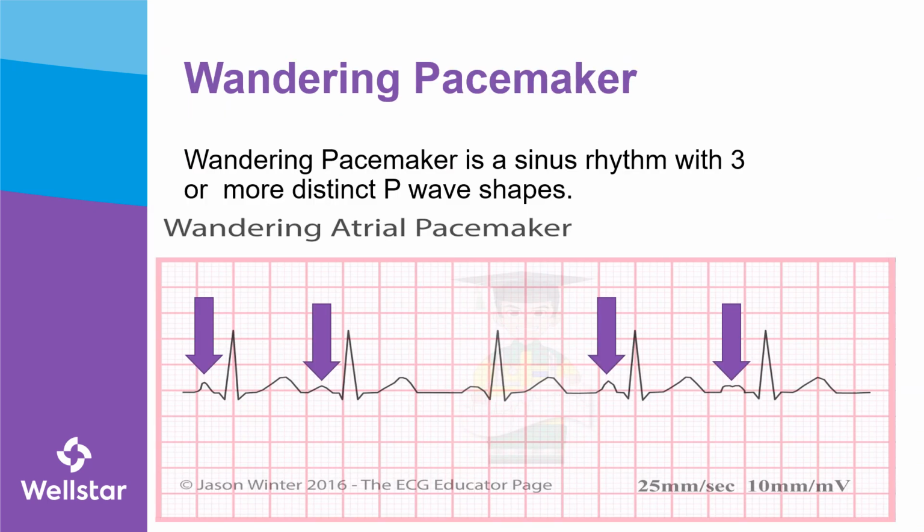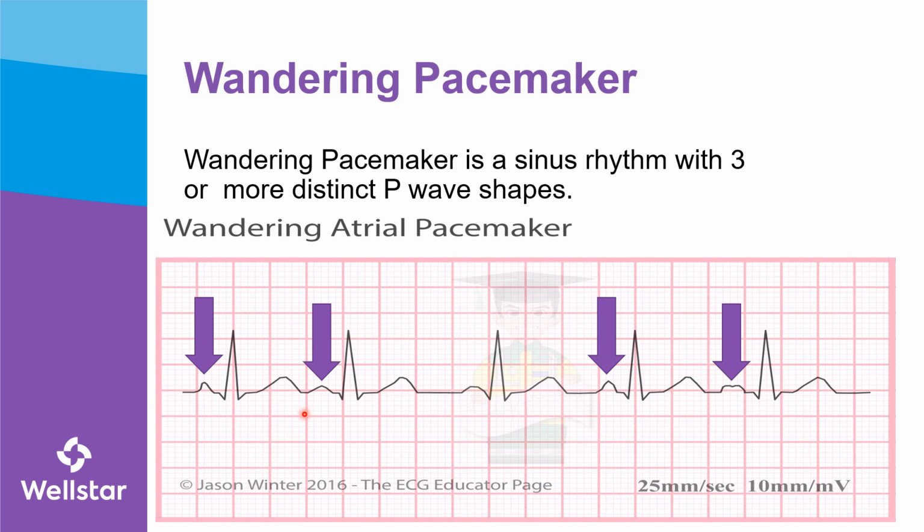Some of you may be asking, why do we look to see if the P waves are uniform in nature? And that is because it can be a wandering pacemaker. So you can see that these P waves have different morphology. They're not very uniform. They don't look alike.